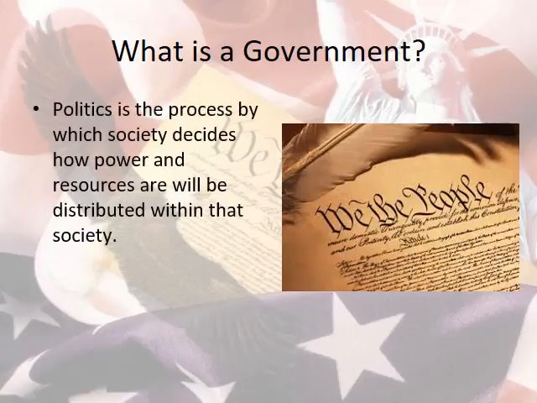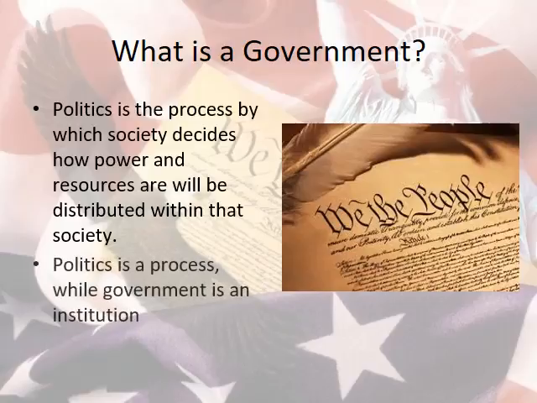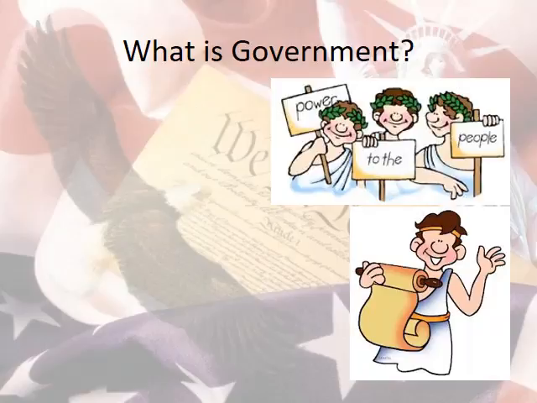Another word we often hear is the term politics. Politics is a nebulous term, but it's defined as the process by which a society decides how much power and resources are distributed within that society. It's a process, while government is an institution. All right? Politics is what the government does.